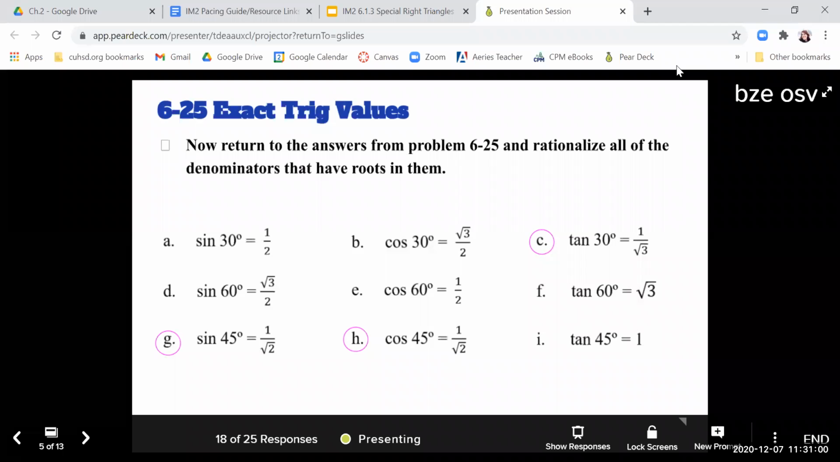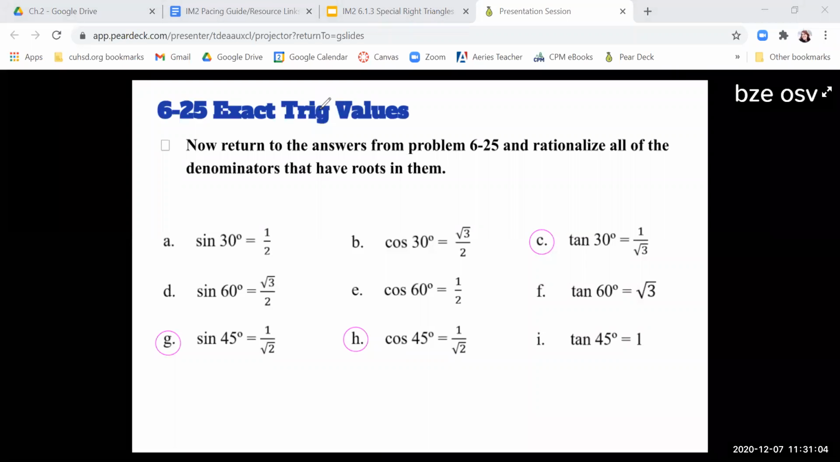All right, so if we wrote this in rationalized denominator form, you should get that 1 over root 3 can be written as root 3 over 3, and that 1 over root 2 can be written as root 2 over 2. So that would make this a root 2 over 2 as well. Okay, clearing, here we go.